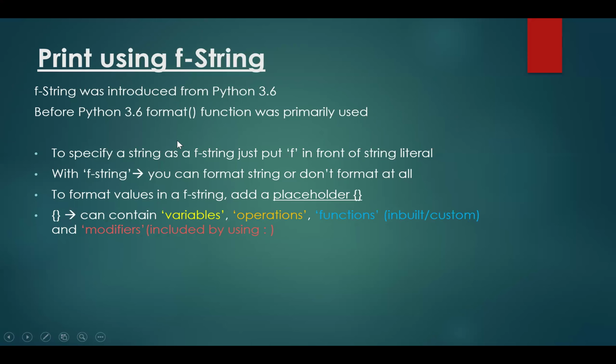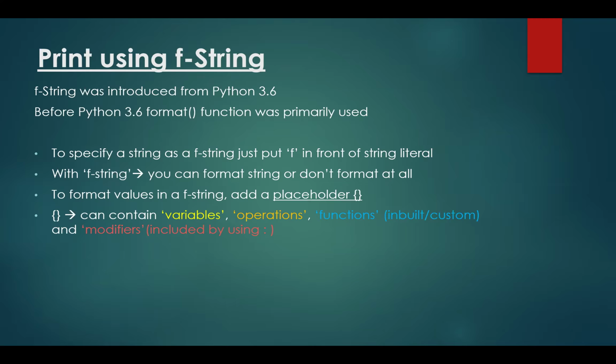So F string is a recent thing that got introduced in Python. F string was introduced from Python 3.6. Before 3.6, mostly people were using the format function. Now, after the introduction of F string from Python 3.6, people are using F strings a lot in their code. So it is very important to understand how this particular f string works.